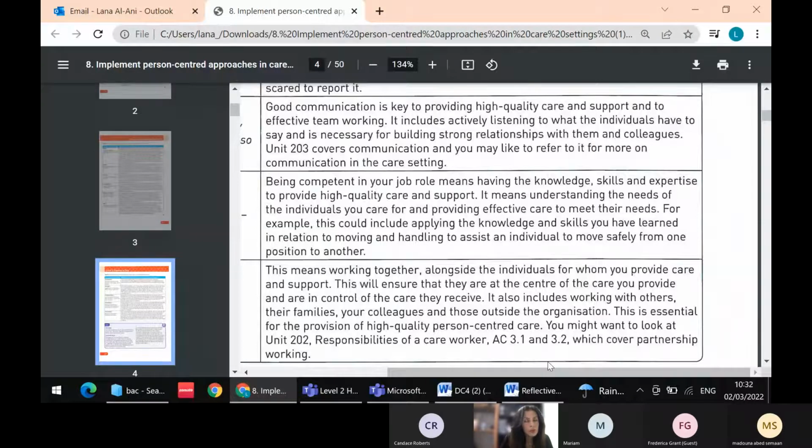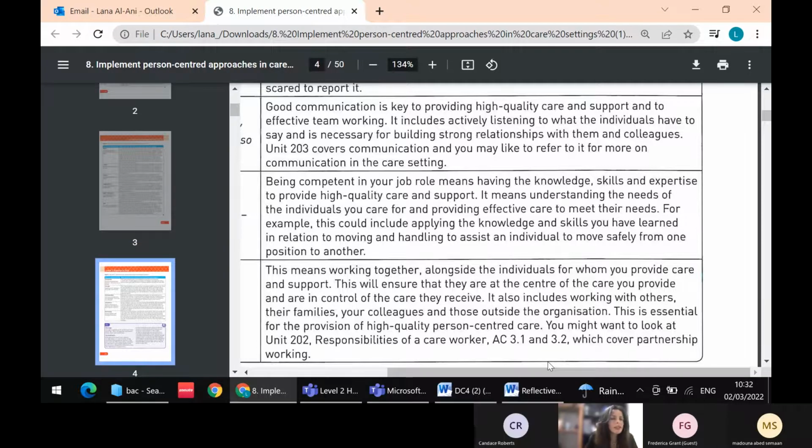So for you to provide person-centered value, you need to be competent in your job. You need to do your best. You need to have skills, expertise. You need to provide high quality support. Yes, this means you understand the need of each person as an individual and give an effective care to meet their own needs, their own preferences.